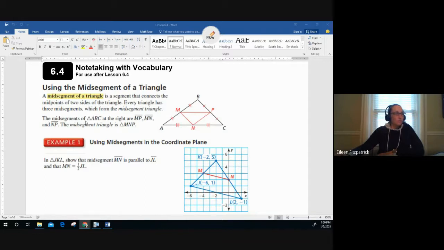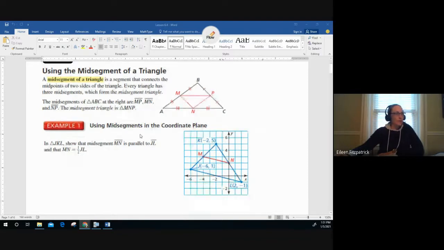It says here the mid-segments of triangle ABC at the right are, I already read them, so I don't have to read them again. And then the mid-segment triangle, which I already mentioned as well.